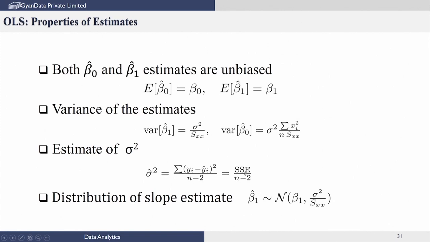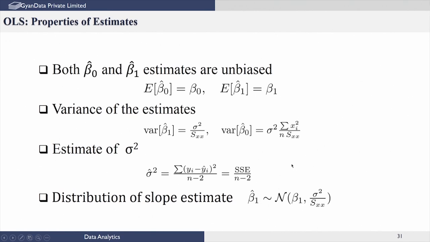If you substitute the sigma hat squared here, you can finally show that this is nothing but, I am sorry, this is unknown sigma squared divided by SXX. Okay. Sigma squared divided by SXX is the variance of beta 1 hat that we have derived. Now, if you do not know sigma squared, you can replace sigma squared with this sigma hat squared, SSE by n minus 2.